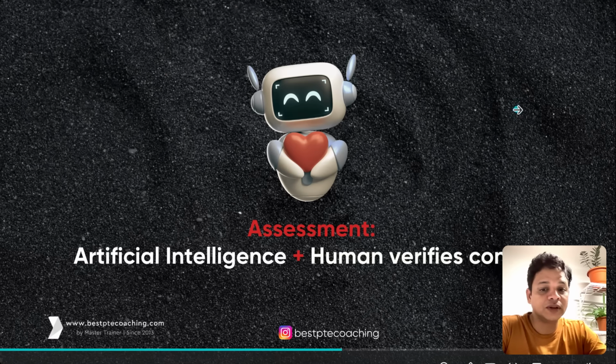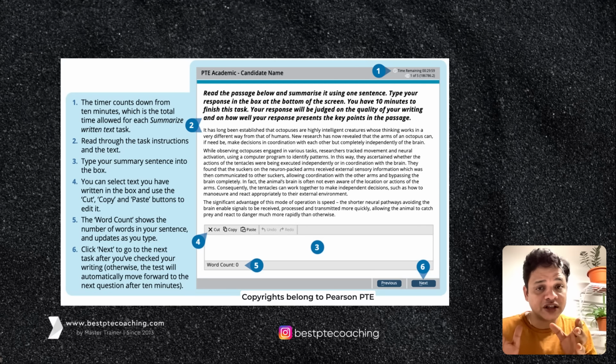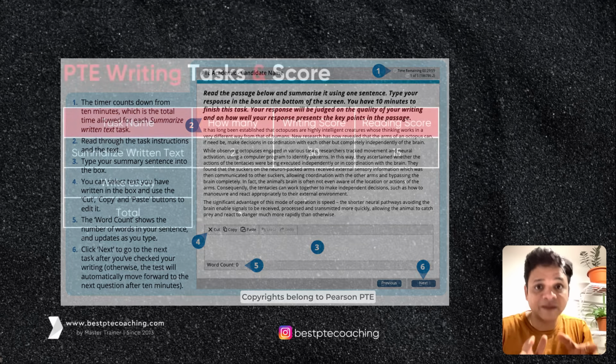Writing score, the tasks involved. Summarize written text: in the exam, there will be two questions. It's all about reading a passage and writing a summary for that passage in just one sentence using up to 75 words. That's what this task is all about. It gives you a score in writing and reading both, approximately 30 marks in writing and approximately 15 marks in reading. So this is an important task to get a high score in writing and a high score in reading.